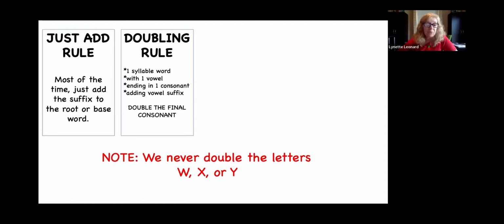We need to note, however, that we never double the letters W, X, or Y. So if you have a word that ends in one of those and the word has one vowel before it, we are just going to revert back to the just add rule.